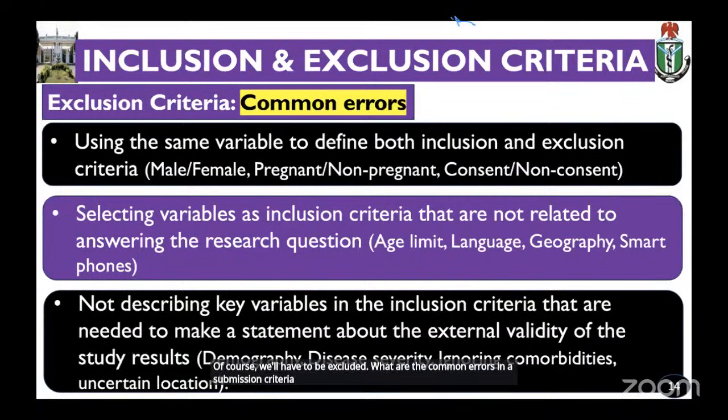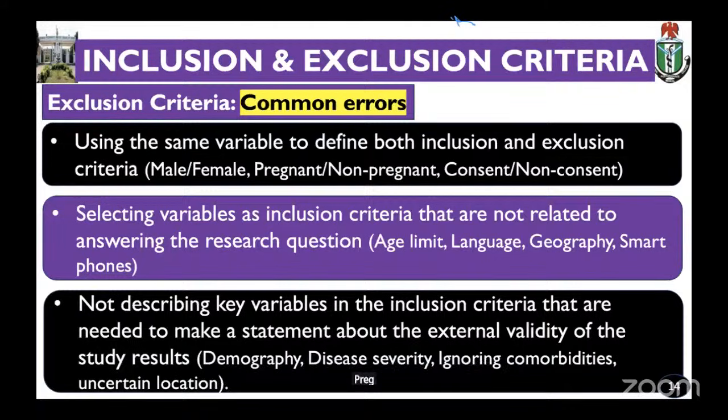I'll soon be rounding up in the next 1 minute, please. The common error is using the same variable to define both inclusion and exclusion criteria. For instance, if you know you're going to study female, and pregnant women are female, quite all right, then you say you will exclude male. It doesn't make sense. Exclusion does not mean the opposite of inclusion.